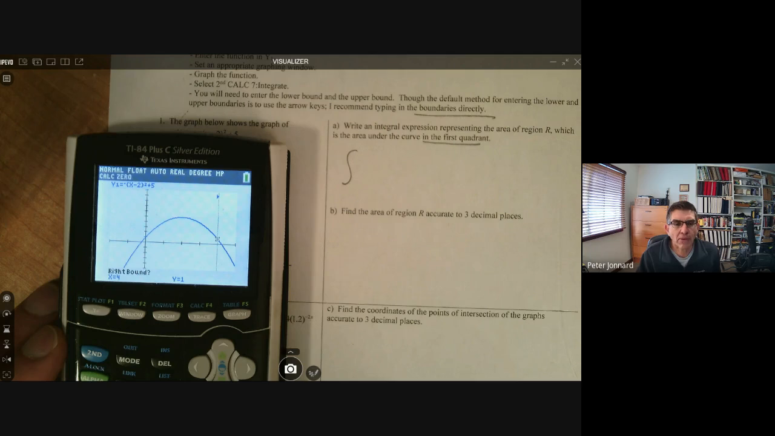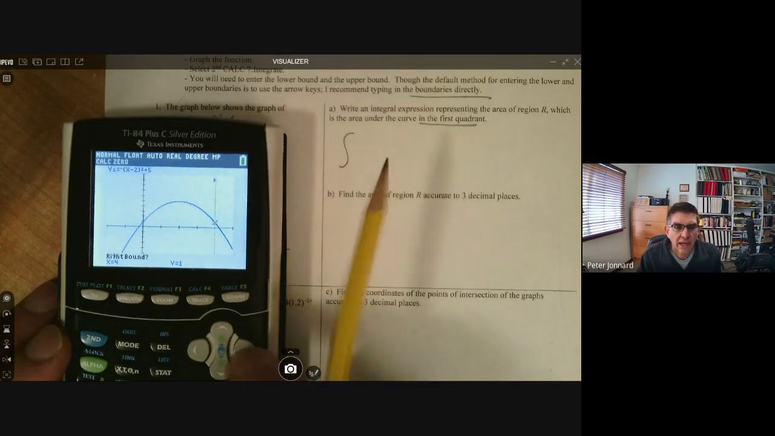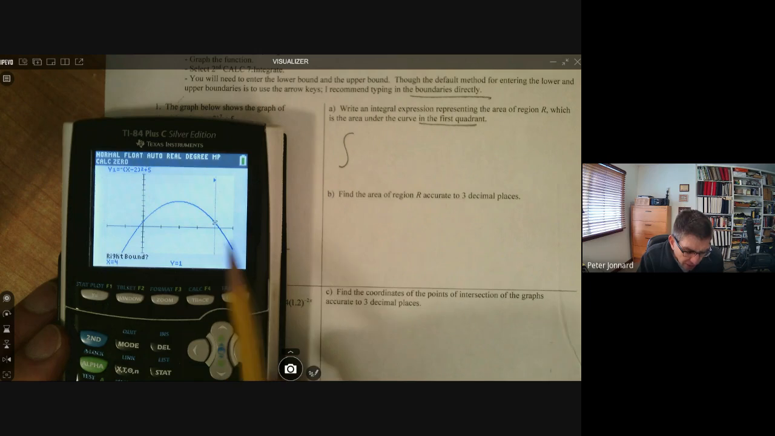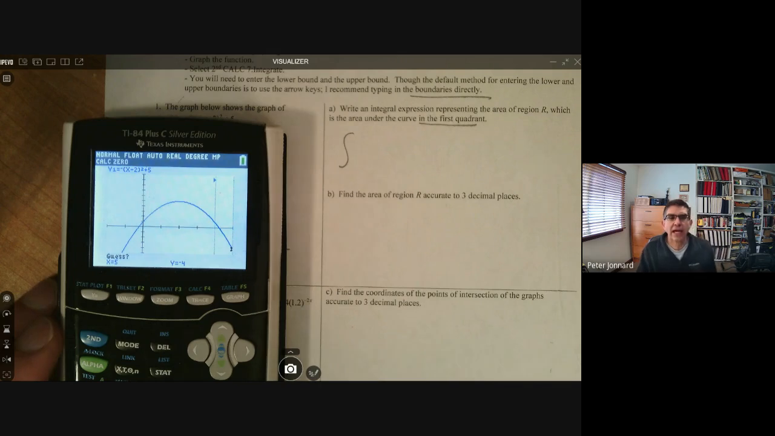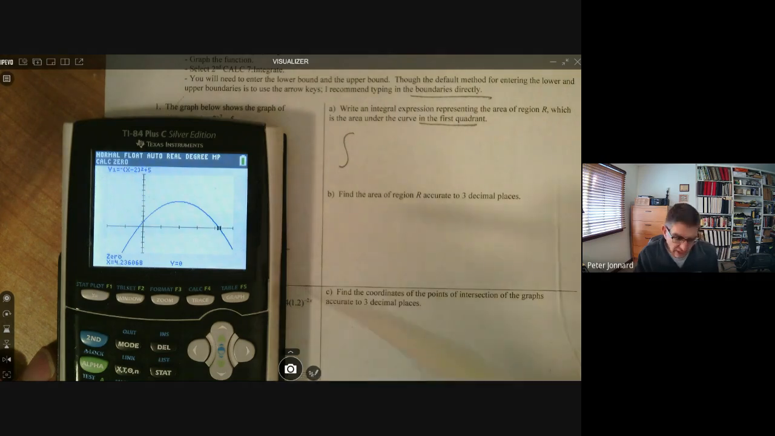Okay, and then when it wants the right bound, I could use the arrow keys to get over there, but honestly, I think if I just type 5, I'm going to be fine. Just type 5. And then it always asks for a guess. And the thing is, I already told it it's between 4 and 5. So I let the calculator do the guessing. I just hit enter. Every now and then I'll get an error when I do that, in which case I just do it again and I give it an actual guess. And there it tells me.